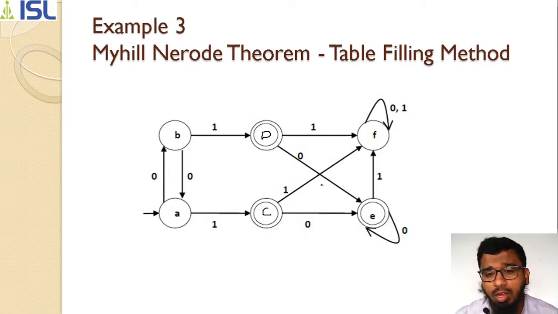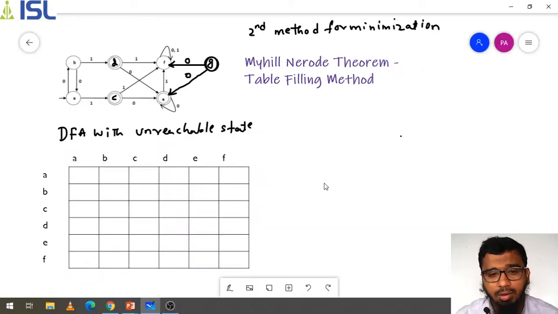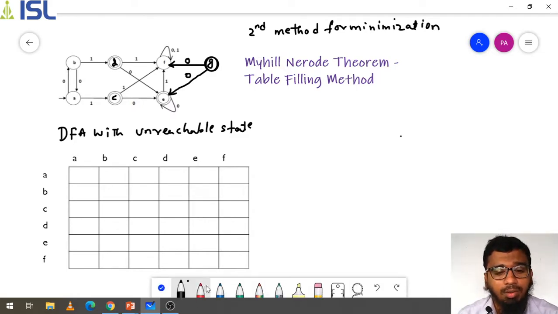But if you go to the next, here I draw the example. Here this G is unreachable. How can I say that G is unreachable? In simple words, if a state does not have any incoming edge, that is an unreachable state. Example, here G has two outgoing edges: on 0 it is going to E, and G is going to F.